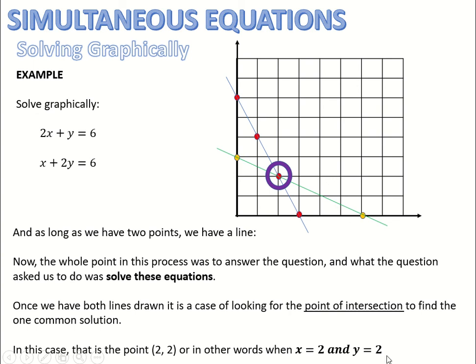And you can check this. If you take these values and put them back in, if x was 2, that would be 2 times 2, which is 4, plus 2, which is equal to 6. Then with the same values in the other equation, we get the same answer. x is 2, plus 2 of my 2's is 4. 2 plus 4 is also 6. So it's the one solution that satisfies both of them.